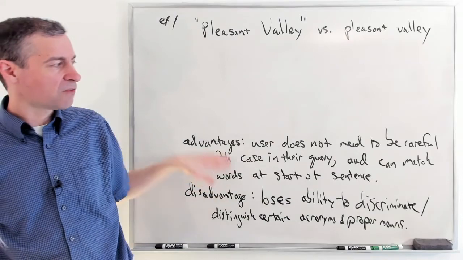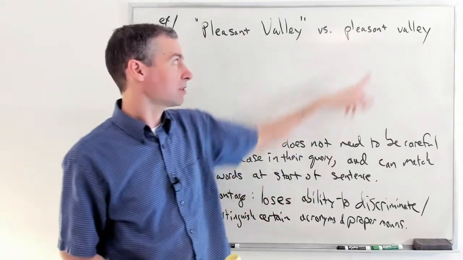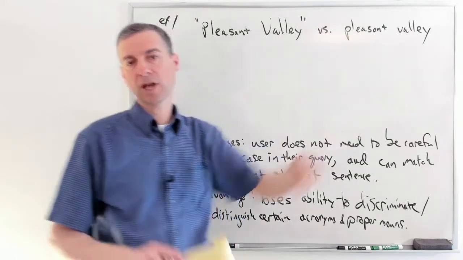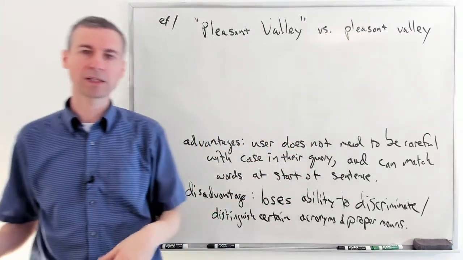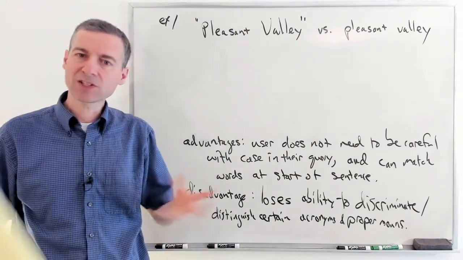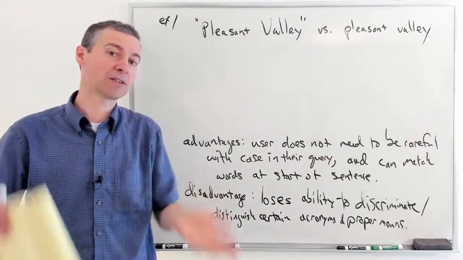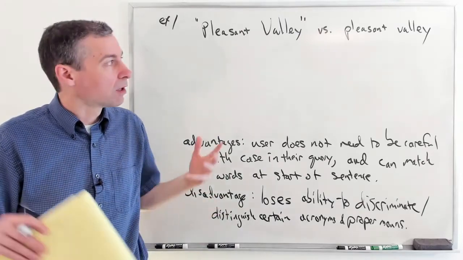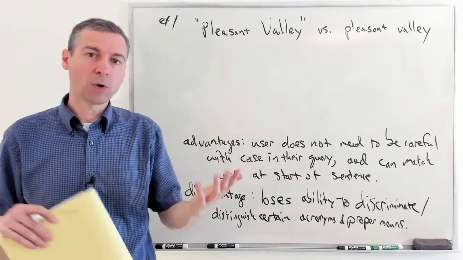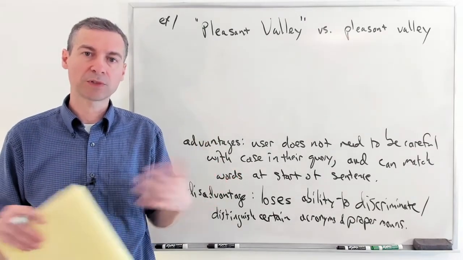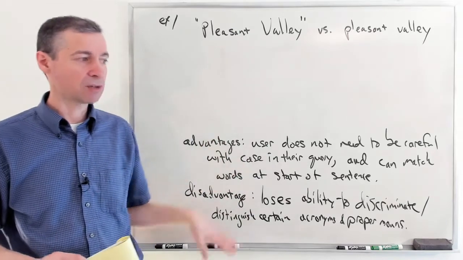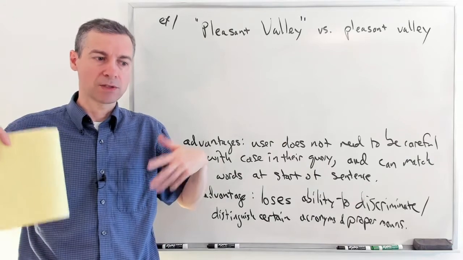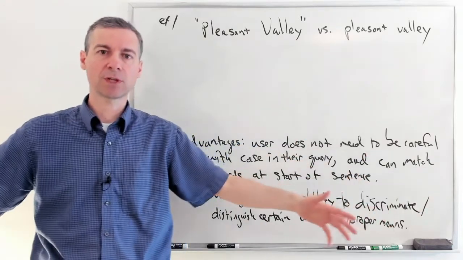When we gain the advantages of downcasing, for a query like this, we hurt the user, because now we're going to match the words pleasant and valley all throughout the collection, and not only when they're capitalized, which is a hint that they're being used as proper nouns, rather than just at the start of sentences. So this is, again, this whole trade-off between precision and recall. Downcasing is a recall enhancing technique. It's going to allow us to obtain many more matches for the same query.